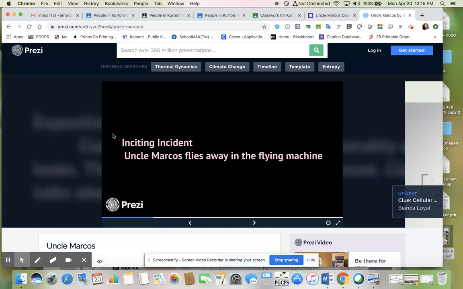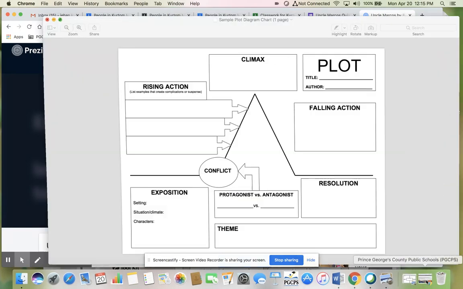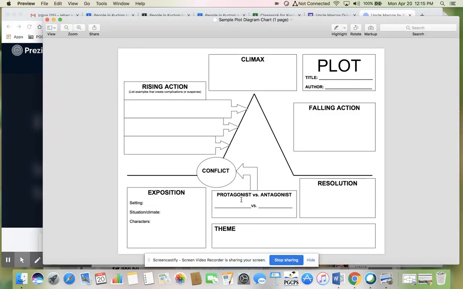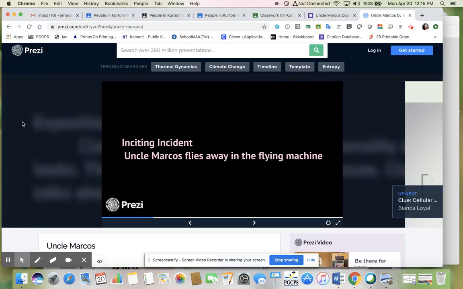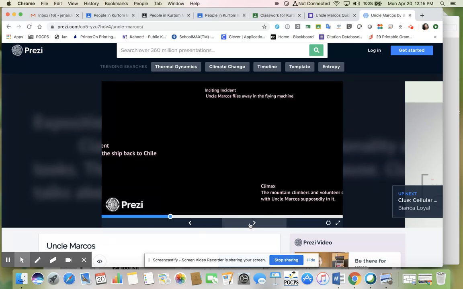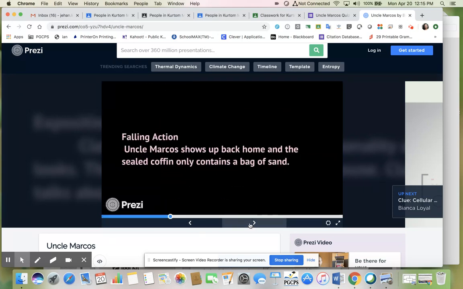The inciting incident, or part of the conflict, if you look back at our plot chart, this is where you would put the inciting incident, okay? Because it is involved in the rising action, and that is that he flies away in the flying machine, okay? So back to the falling action.